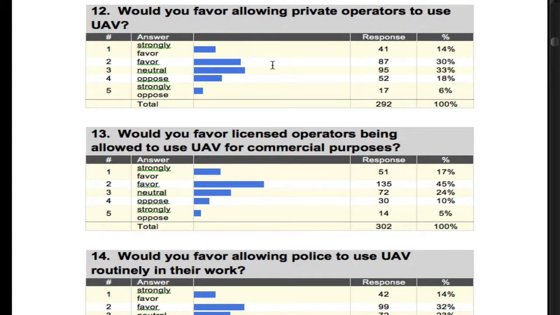Okay, then again, everybody was asked this question: would you favor allowing private operators to use UAVs? And there are people's answers. They go from, so 3 here is the neutral.